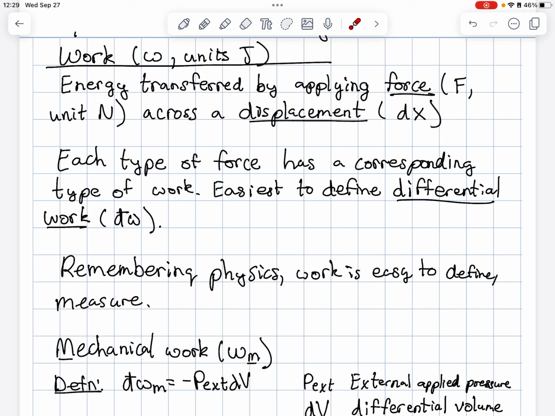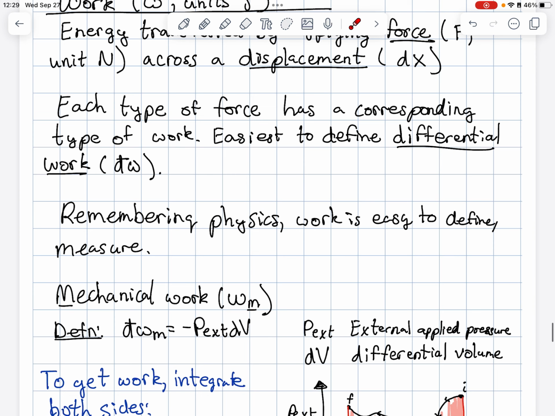So again, physics tells us work is something that's sort of easy to define and measure. We'll find that in thermodynamics here as well. So mechanical work has a subscript m for mechanical, so W sub m. If we define it in terms of the differential work, we find the differential work, d bar work mechanical, is negative P external times dV. So P external is the external applied pressure. dV is the differential change in volume.